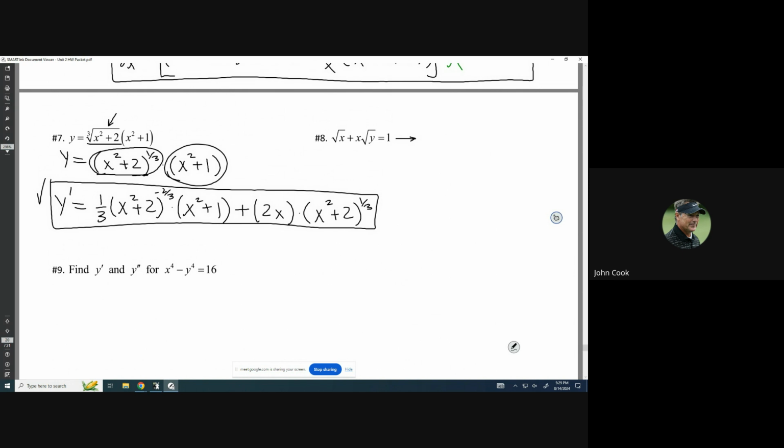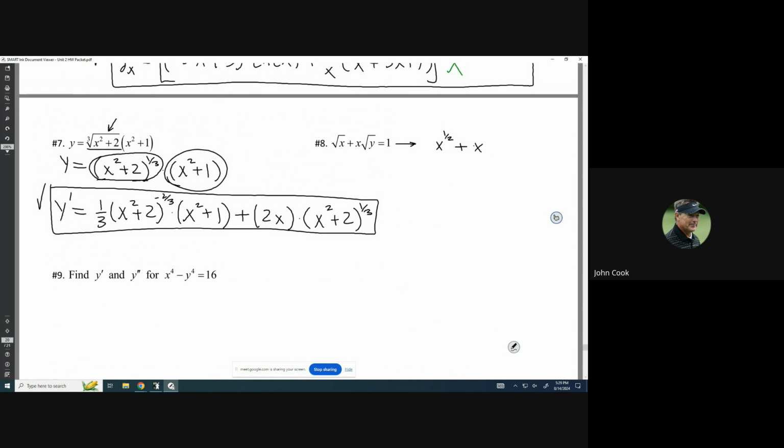So this square root is the same as saying a 1/2 power. So that square root of x is really the same thing as saying x to the 1/2 power. And then the y square root, right? That's going to be y to the 1/2 power. So it's going to be x to the first times y to the 1/2. That's equal to 1.